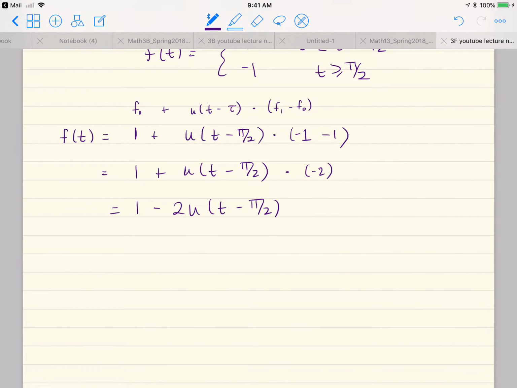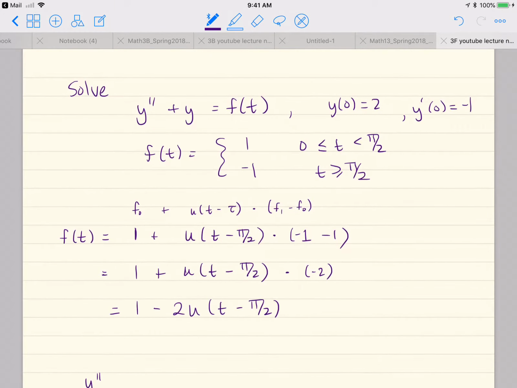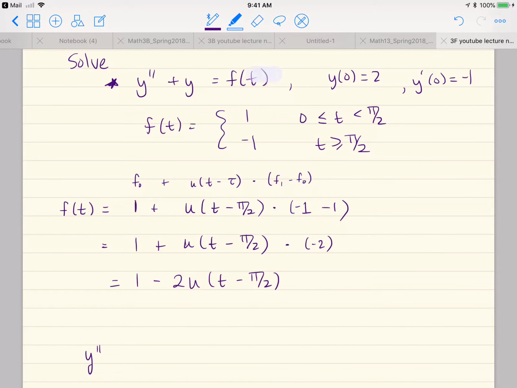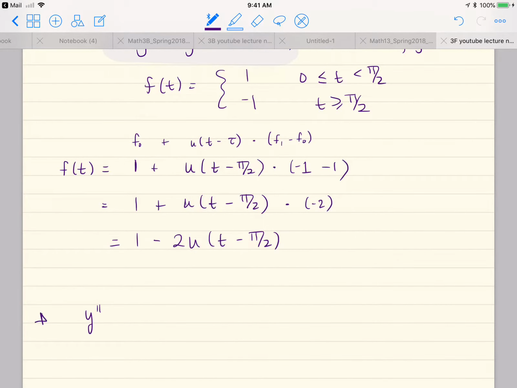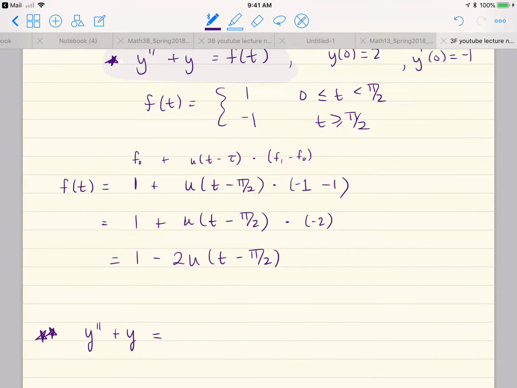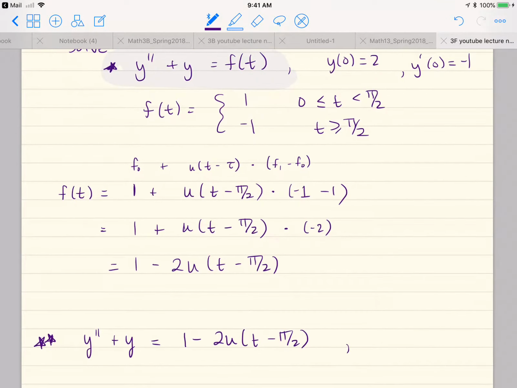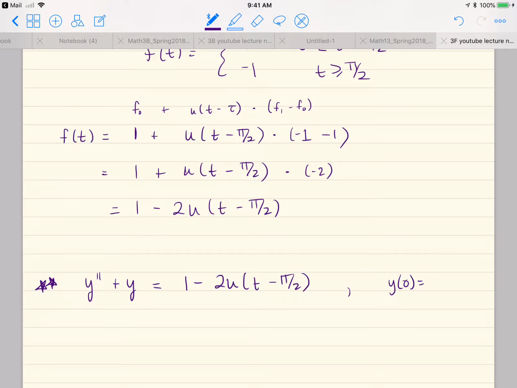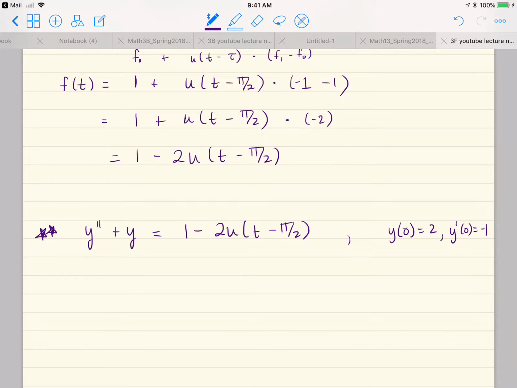So our differential equation that we're trying to solve, this is our original DE, star. We can rewrite star as y double prime plus y equals 1 minus 2 u of t minus pi over 2, with y of 0 equals 2 and y prime of 0 equals negative 1. Okay. Now take the Laplace transform on both sides.